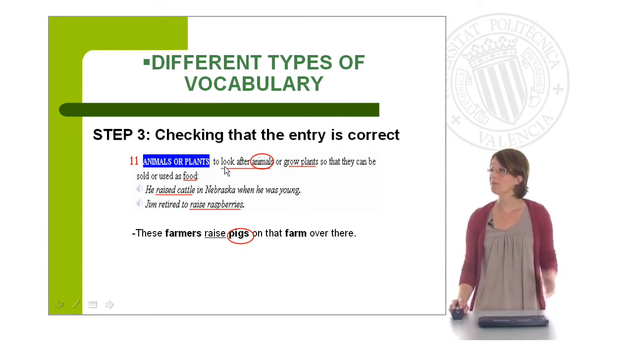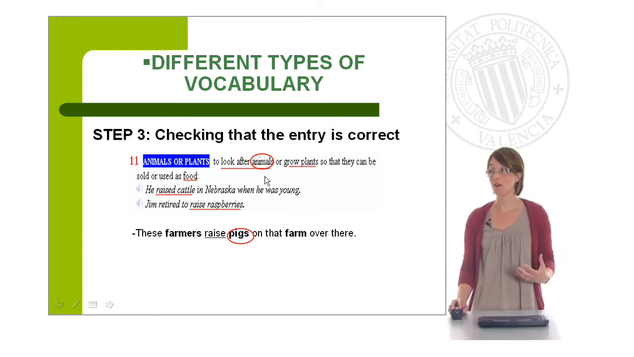So this entry says that it's to look after animals, and here in our example we have to raise pigs. So the meaning is to look after pigs on the farm over there to sell them as food. Right, so this is the right meaning. We were looking for the verb raise.